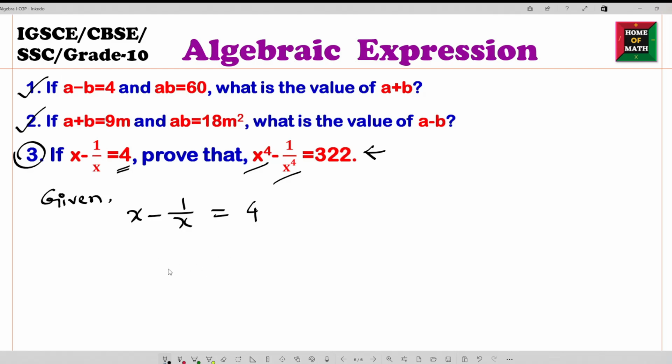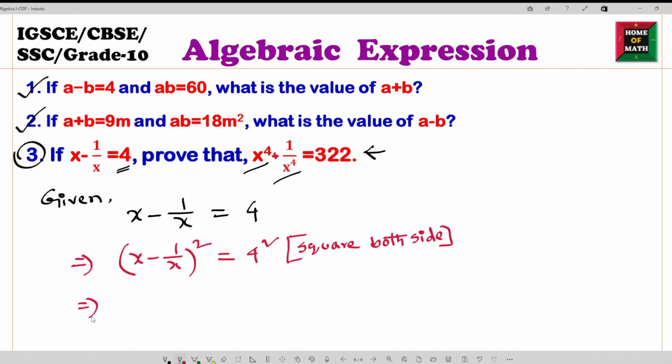And now look, here one mistake, that one is, here is plus sign. Okay, now look, given x minus 1 by x equals 4, so square both sides: x minus 1 by x whole square, and here is 4 square. We can write here square both sides.